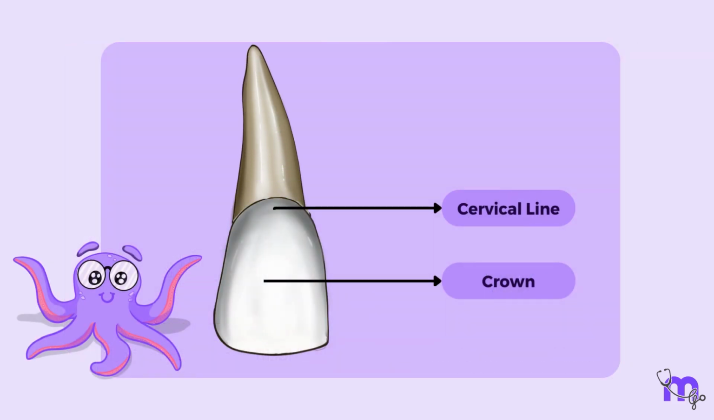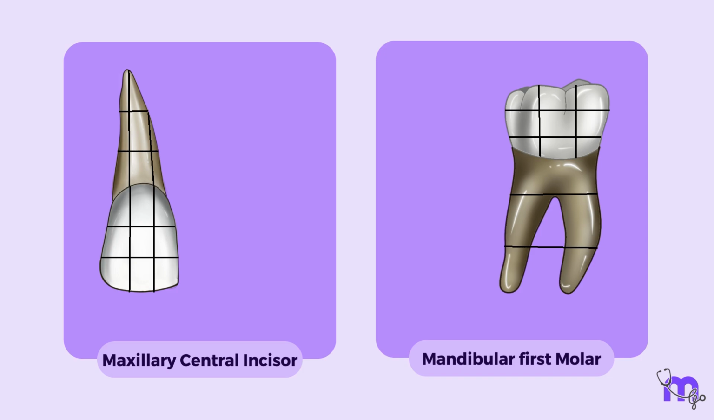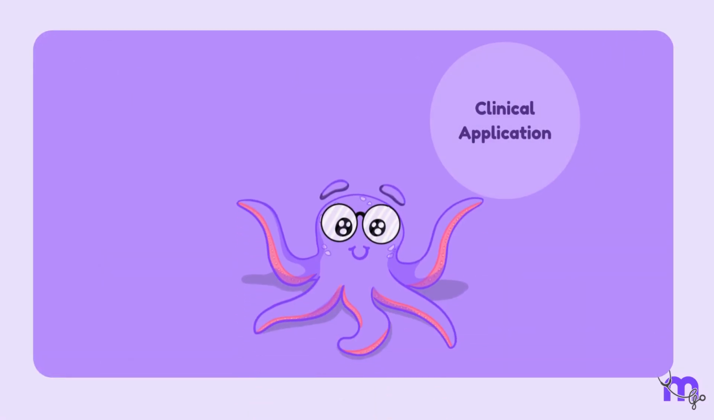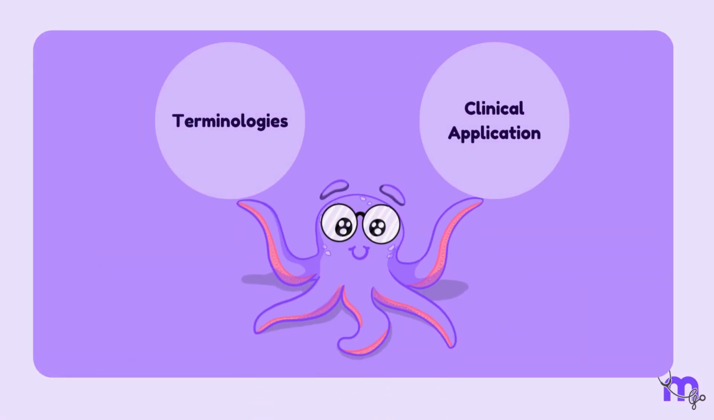Likewise, how can we divide the root? We divide it cervico-apically, that is, from the cervical line to the apex of the root. So the thirds of a root are cervical, middle, and apical thirds. Let us relate clinically why we should use these terminologies.